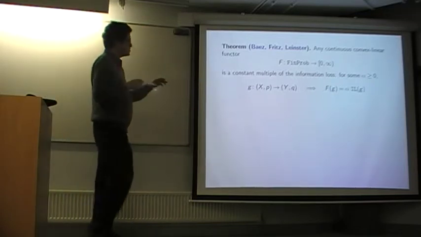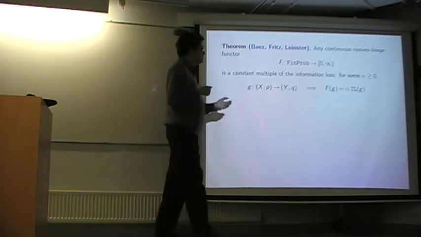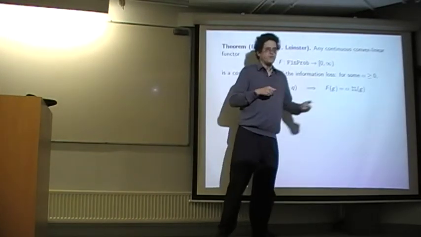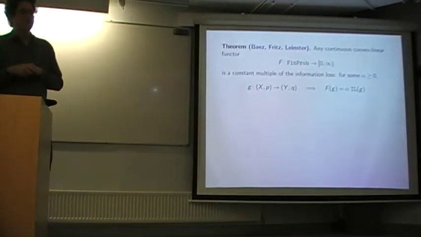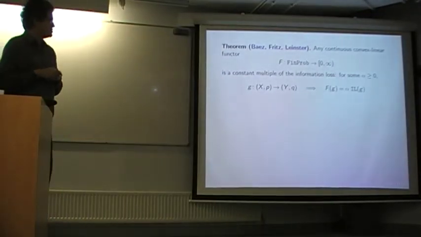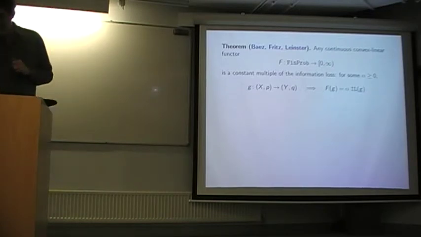But from these assumptions, we're getting that the information loss has to be given by this formula involving p log p, which is a sort of weird looking function. It's not at all linear looking. So it's not obvious, I think.